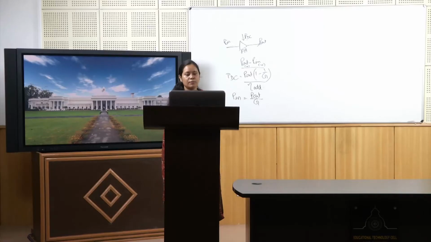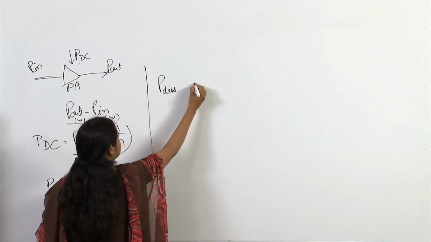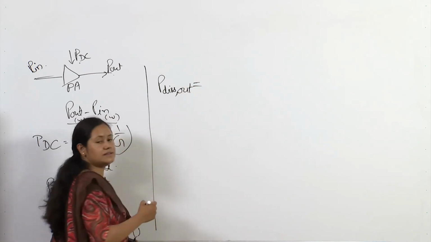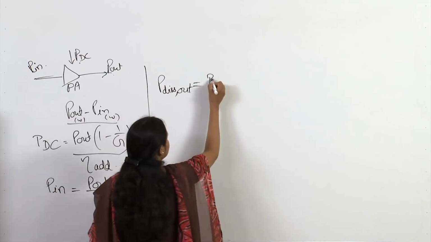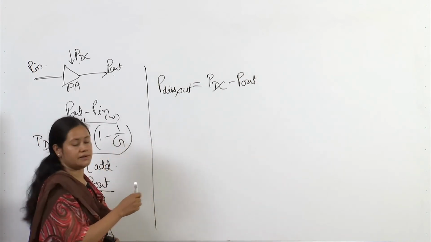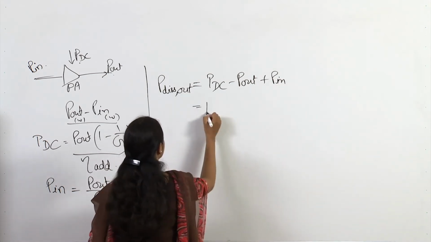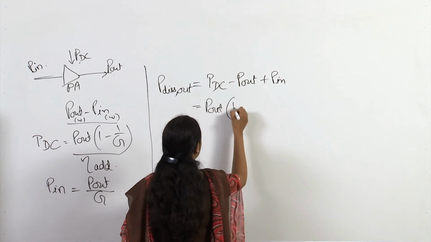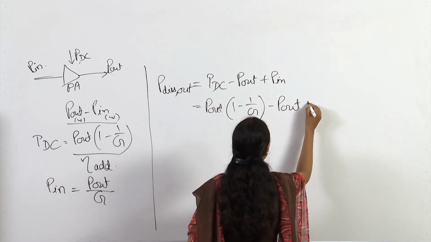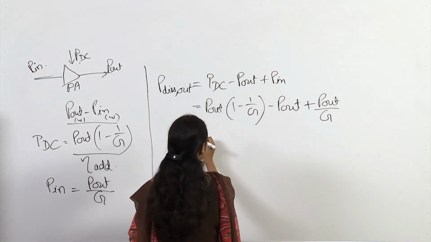So, in this formula we substitute the PDC and P in values. P dissipated at the output is calculated as PDC minus P out plus P in. So, let us put these values here: P out times (1 minus 1 upon G), divided by power added efficiency, minus P out plus P in, which is P out upon G. So, basically we are just rearranging these terms.